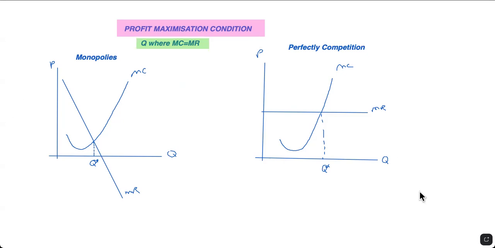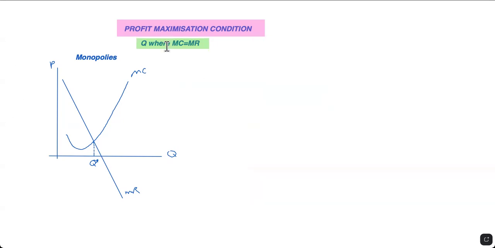All right, so let's hide this one to just keep it simple. So for now, quantity where MC equals MR. Let's revise what each of these mean.